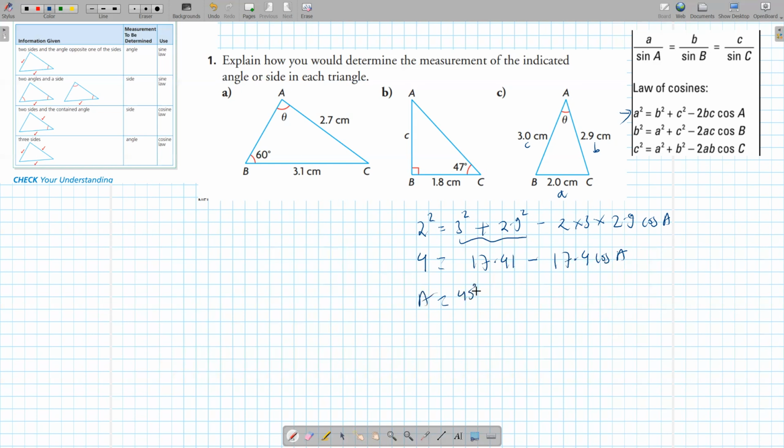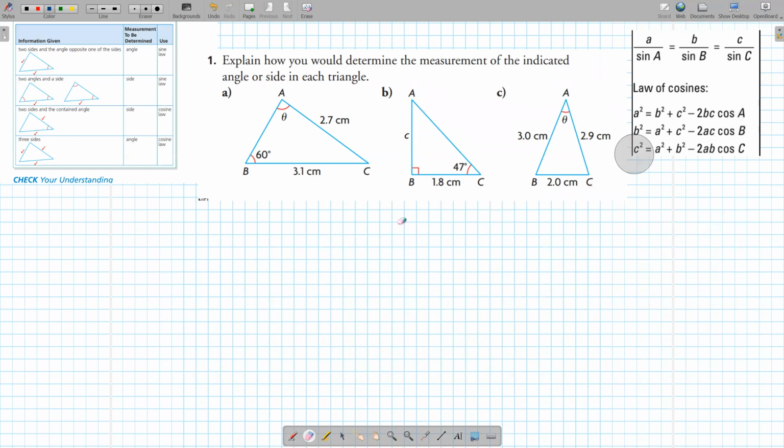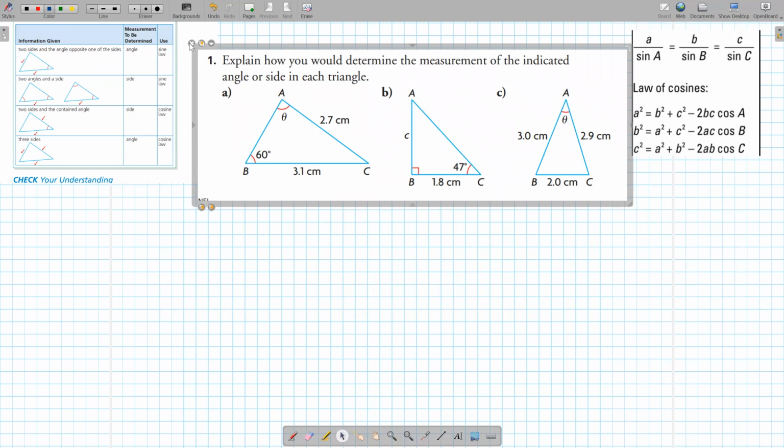And there we go. So these are the three, and that's basically the whole unit. I'm going to be using either the sine law, cosine law, or a combination, or using SOHCAHTOA to solve anything they throw at you.